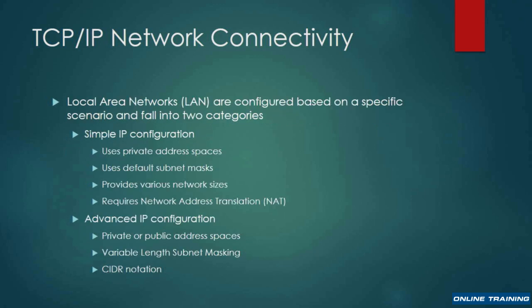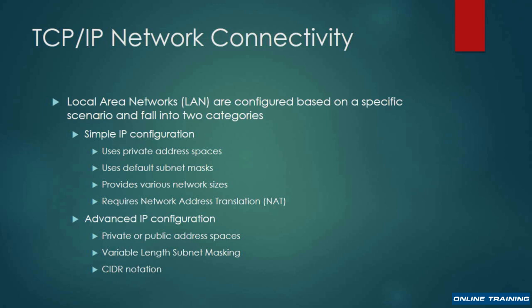Most of the networks that we're going to be involved with are local area networks or LANs. These are the networks that are confined to a single geographical area and they're managed by a group of administrators. And most LANs are going to fall under two basic categories, either simple or advanced in their IP configuration. So a simple IP configuration would always be using the private address spaces. The private address spaces are 10, 172.16 through 31, and 192.168. Okay? These are reserved private addresses.